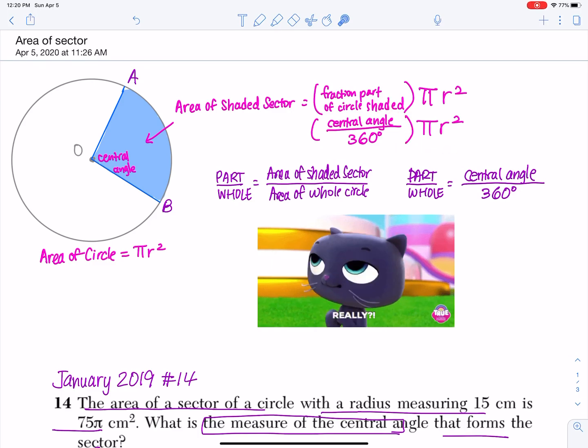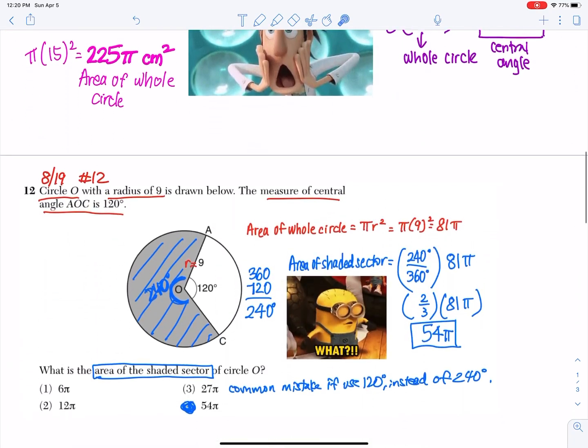Now there's two situations that happen in questions on the Regents. If I wanted to figure out part of a whole, it could be about the area of the shaded sector, so that's the part, and the whole would be the whole area of the circle. Another part of a whole situation is the central angle divided by the whole 360 degrees. Okay, so now let's look at a Regents question.